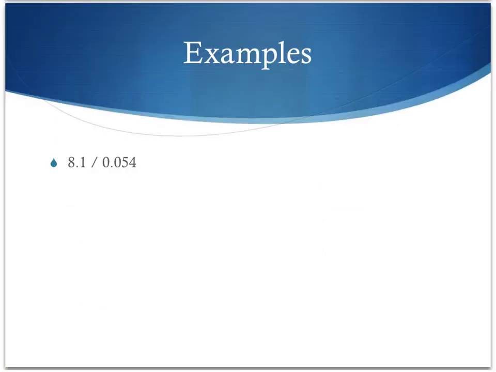In this example, I have 8.1 divided by 54 thousandths. So I'll rewrite that by going 8.1, that goes on the inside, divided by 0.054 or 54 thousandths. Now looking at this, if I want to change my divisor into a whole number, I have to move the decimal place now not once, but 3 times.